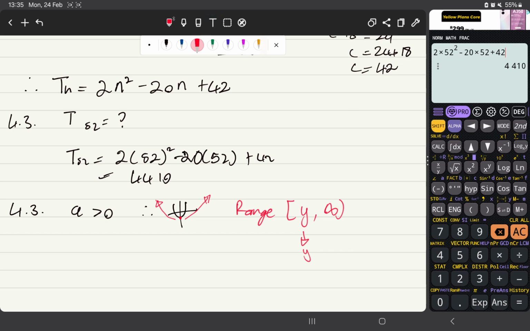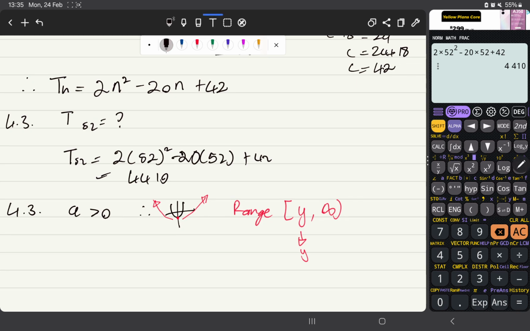But now the thing is, what do you remember? That value we are looking for is the turning point of your parabola. Which formula are we going to use? Which formula are we going to use? I'll give you some seconds to think about it.